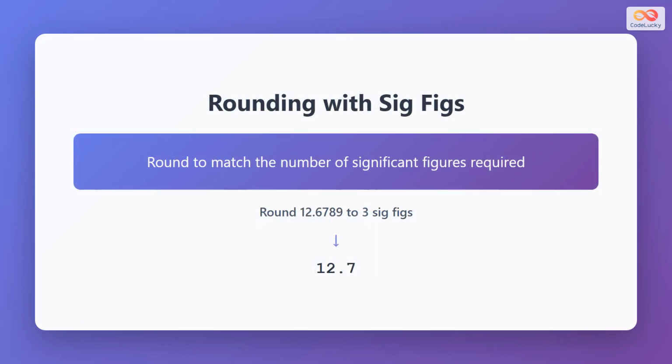When working with significant figures, we often need to round our answers. The rule is simple: round to match the number of significant figures required. For example, if we need to round 12.6789 to 3 significant figures, we look at the 4th digit. Since it's 8, we round up, giving us 12.7. This maintains the appropriate level of precision for our calculation.